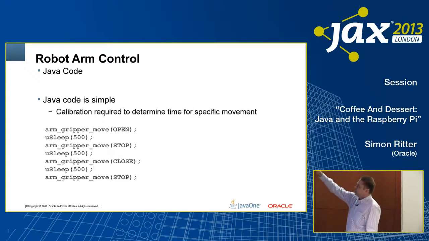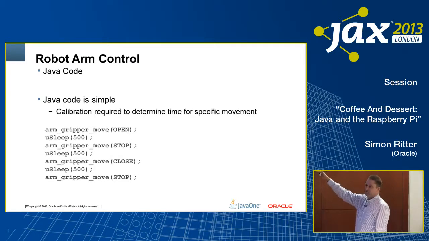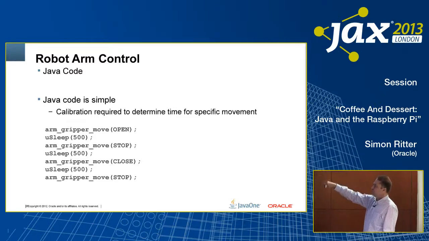Yeah, so what I ended up with was a nice sort of simple thing. If I wanted to move different parts of the robot arm, I could just call, you know, move this particular gripper and then sleep for a certain amount of time, and that would control how far the motor moved.